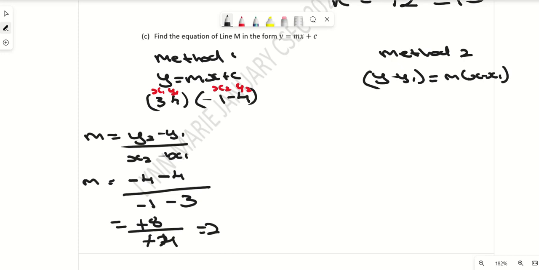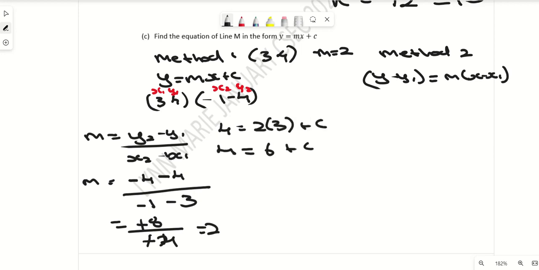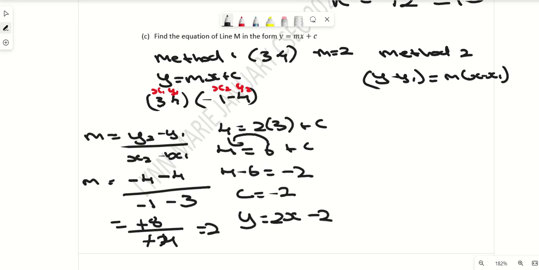So now that we found the gradient, we can use the two methods. I already have a coordinate, so I will use 3, 4, and my gradient m is equals to 2. So let's do method 1 first. We know that 4, that is y, is equals to 2 by x, which is 3, plus c. So that is 4 is equals to 2 3s is 6 plus c. We make c the subject. That is 4 minus 6 is equals to negative 2. So c is equals to negative 2. So you put it back. y is equals to m was 2, x minus 2. And this would be your equation of the line.